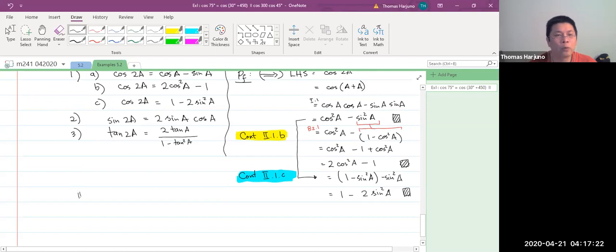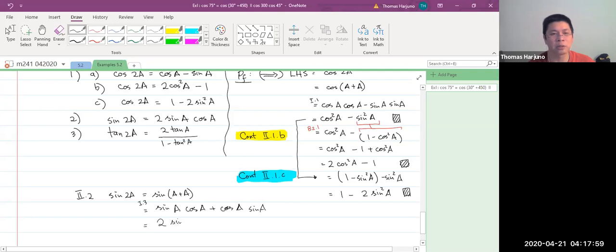Now, the way we prove 2 is very similar. Sine 2a: I give you the sketch of the proof, so I don't follow the standard procedure anymore. Sine 2a can be seen as sine of a plus a. And then I use formula 1, 3: sine a cosine a plus cosine a sine a. But you see these two terms are the same, right? So this is basically 2 sine a cosine a.